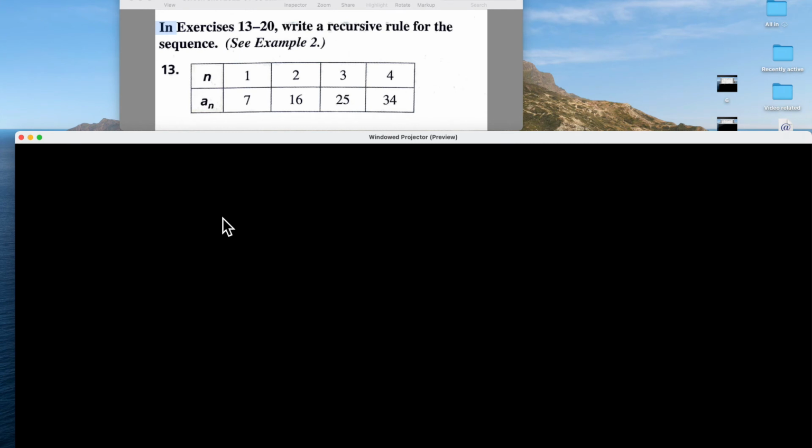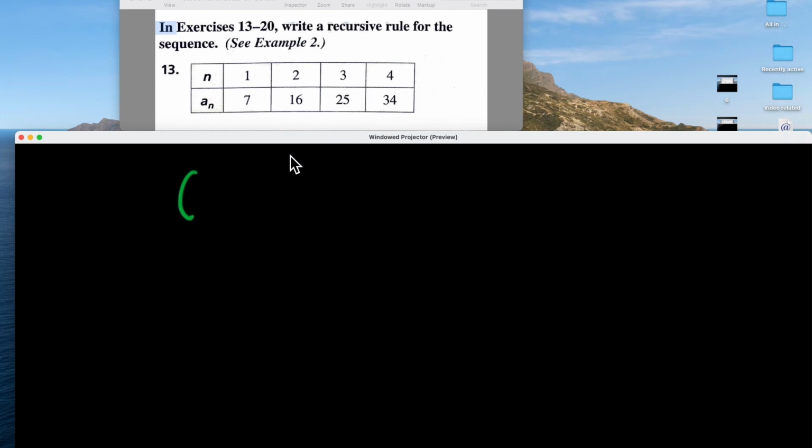On this next problem, we are asked to write the recursive rule for this sequence. Okay, so let's look at this. Here's our positions. Here's our values. Okay, so let's write it down and see if we can come up with the recursive rule. Again, a fancy name for a simple concept.